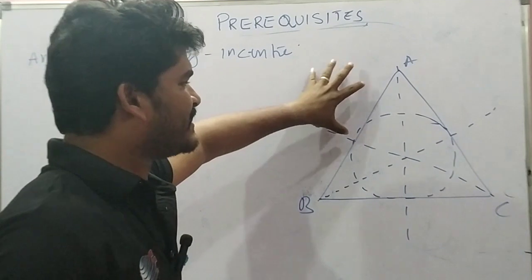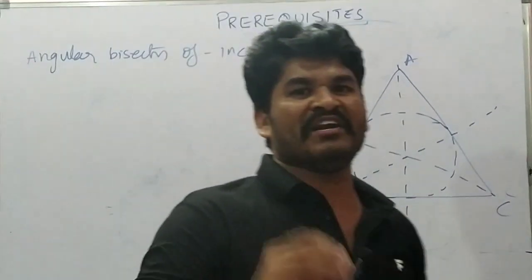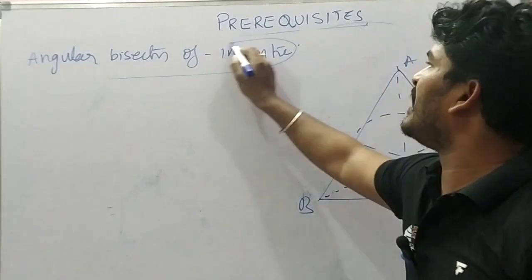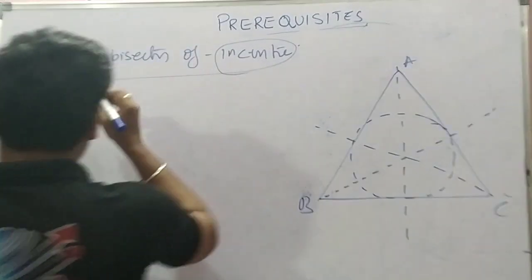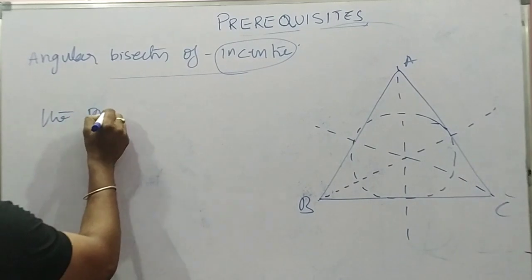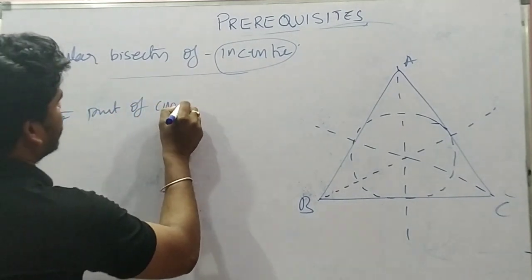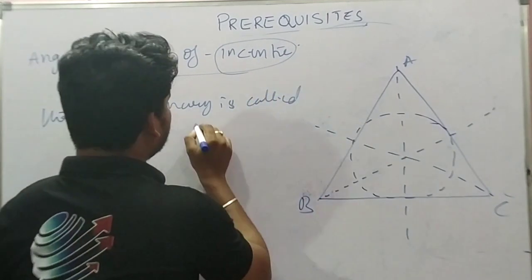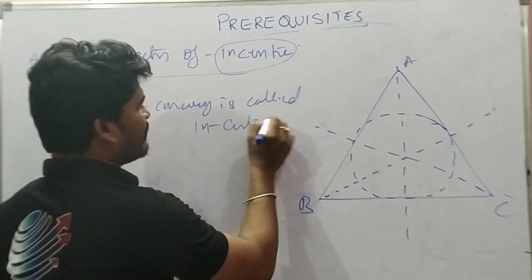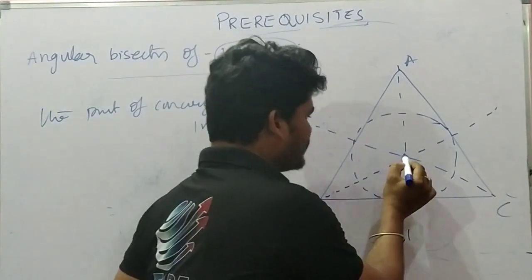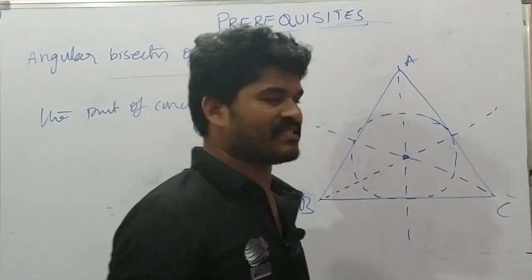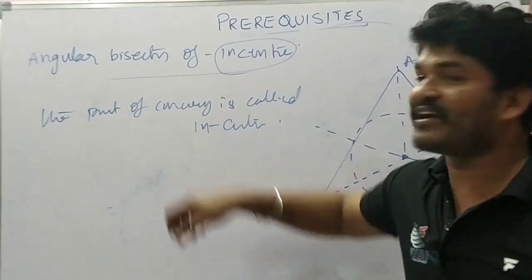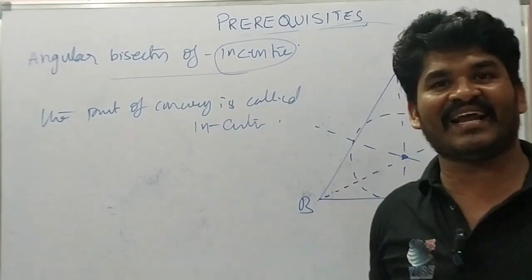Observe this diagram: the point of concurrency is called the incenter. The point of concurrency is called the incenter. So these are very important. This is the center point, as we have already discussed. The point of concurrency is called the incenter.